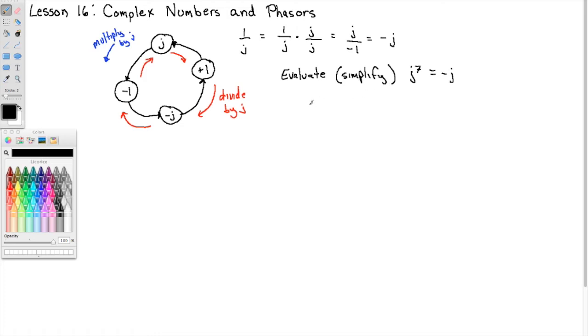Another way of looking at that is that j to the 7th is equal to j to the 4th times j cubed, right? And j to the 4th is 1 because this can be further broken down into j squared squared. And j squared is minus 1, and minus 1 squared is 1. So this leaves me with j cubed. So j squared, j cubed at minus j.